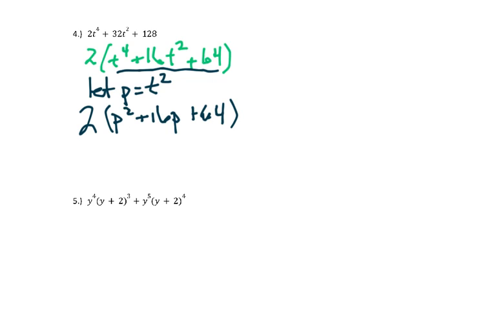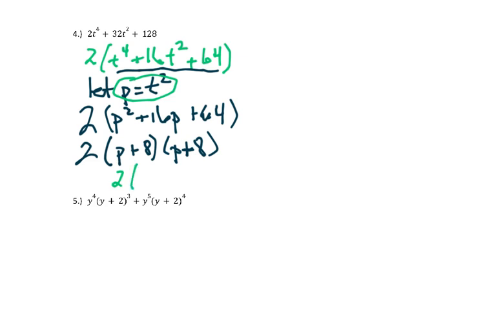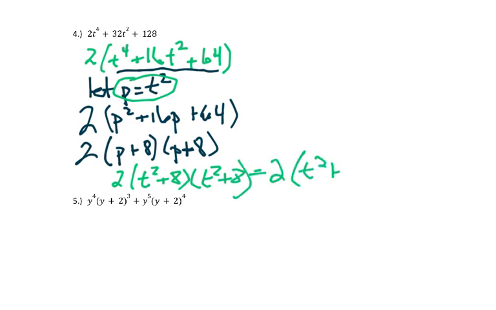Now this is a little more manageable to factor. Right now we've got just a coefficient of 1 quadratic equation, and this will factor into p plus 8 times p plus 8. And don't forget the 2 out front. But we're not done. Don't forget we need to substitute back in terms of t. So this would be equal to 2 times, what was p? It's t squared plus 8 times t squared plus 8. That works out to 2 times t squared plus 8, and that's all squared.